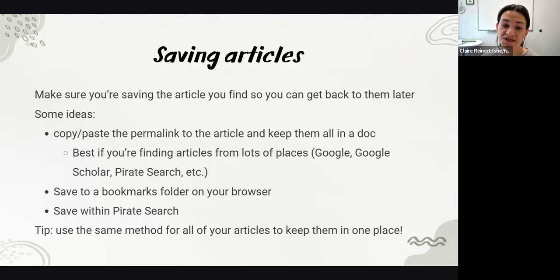And finally, you can save articles within Pirate Search itself if that's the only search function that you're using. Tip here is to use the same method for all of your articles to keep them in one place. That just makes it easy so that you don't have to think, okay, well, where did I put this one? And I can't remember where I put that one. If it's all in one place, you don't have to search.